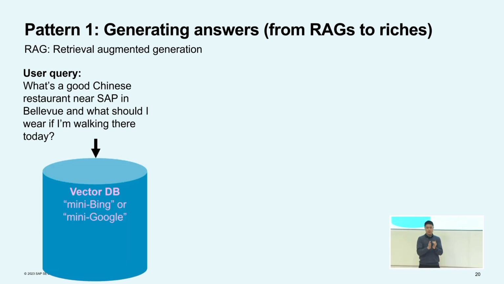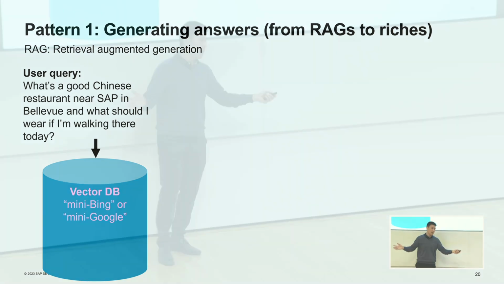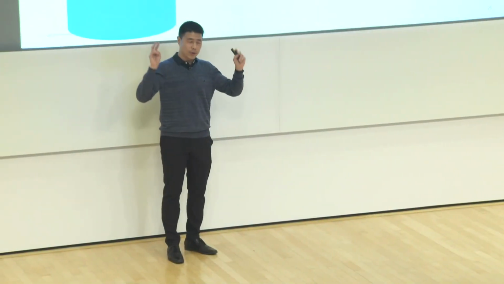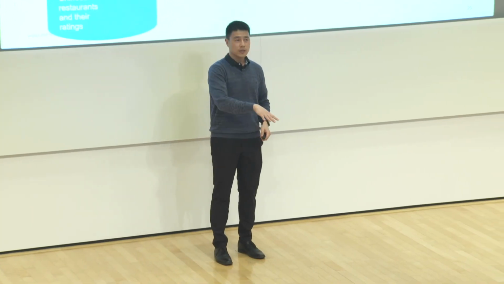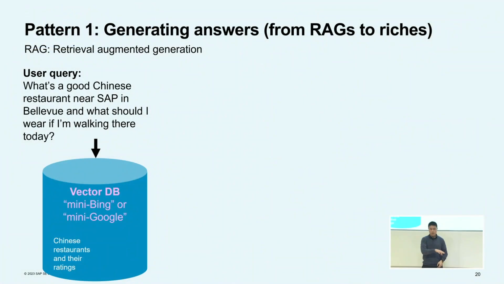But RAG is a vector DB. I like to think of it as a mini Bing or mini Google. When I say mini Bing, people don't even know what I'm talking about. So mini Google, it's like a search engine, right? And what's in your mini search engine would be Chinese restaurants and their ratings, for example. But it could be your knowledge base articles. It could be your SOPs. It could be your processes. It could be your financial reports. Anything that you want to put into there, into your mini Google.